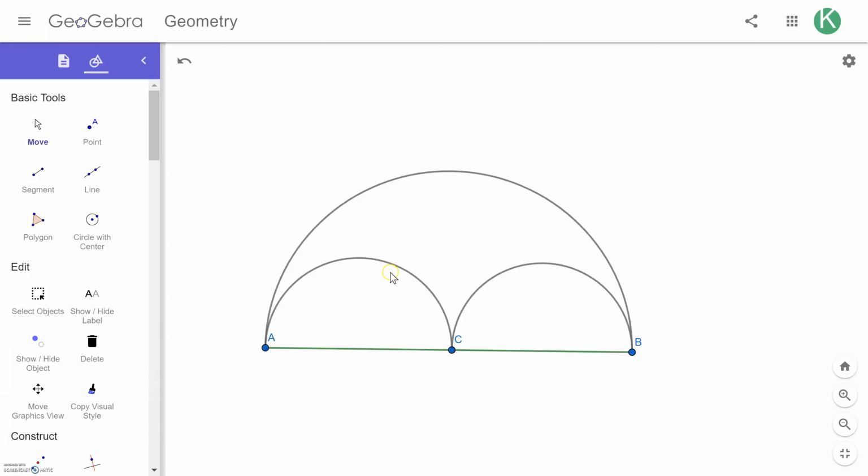So each of the semicircles is tangent to the other two semicircles. So this one is tangent to the other inscribed and the outer. The outer is tangent to both the inscribed, and the same for the left inscribed is the same for the right inscribed. They're both tangent to each other and the outside.